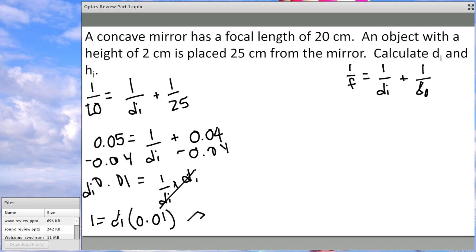And then I'll have DI equals 1 divided by 0.01, which is 100.